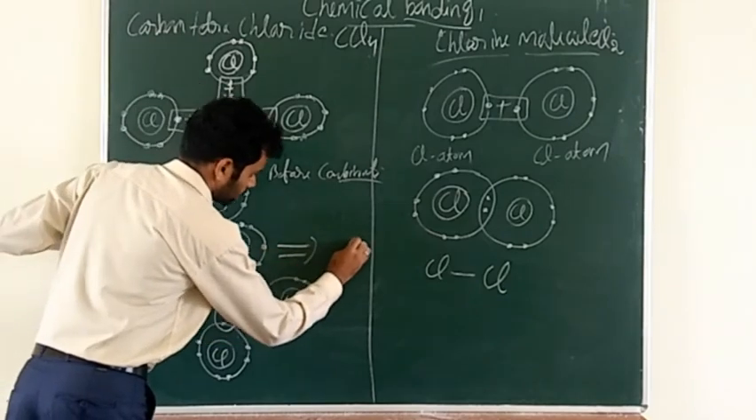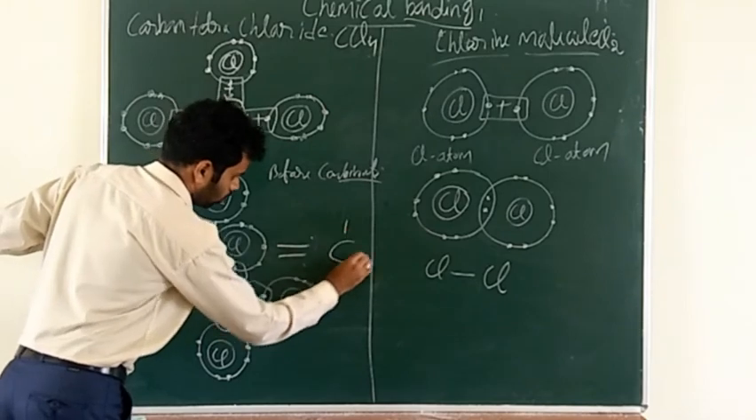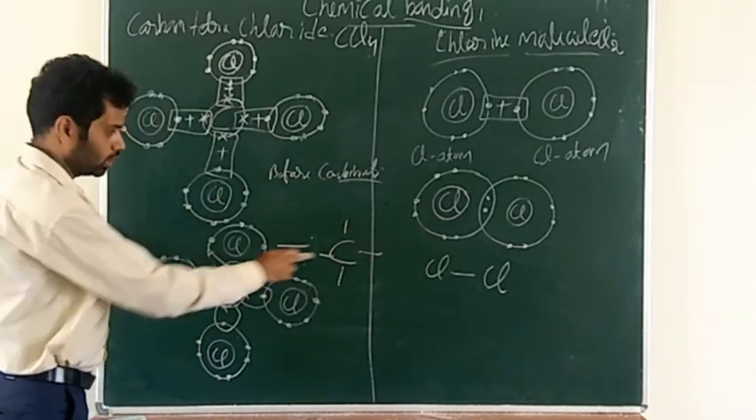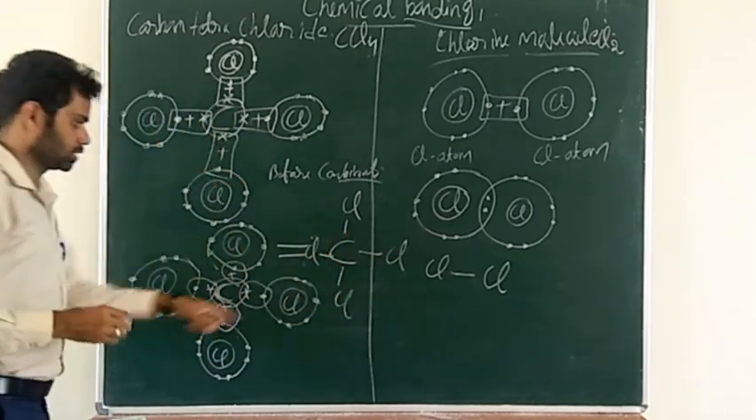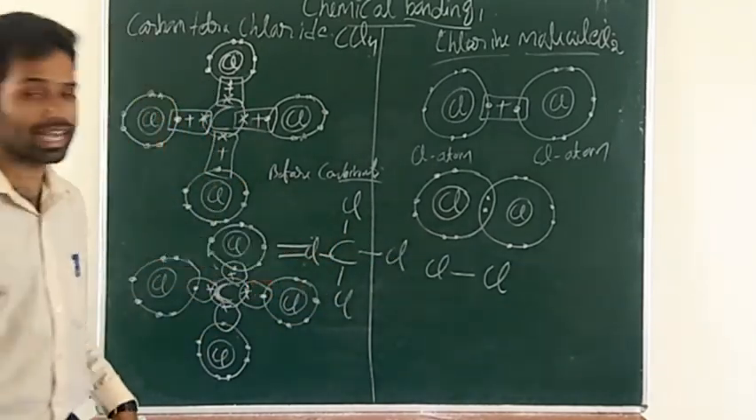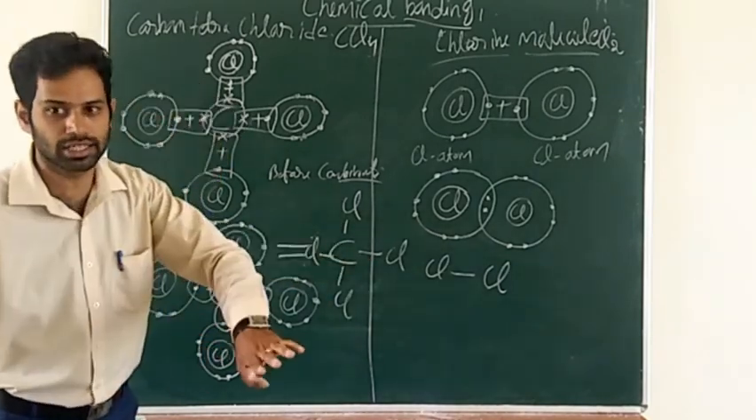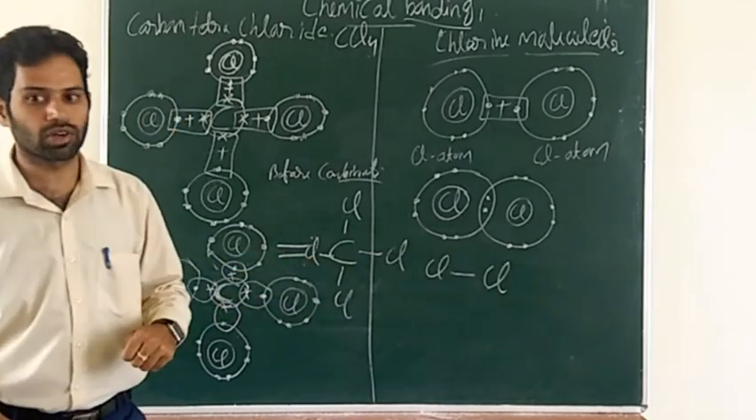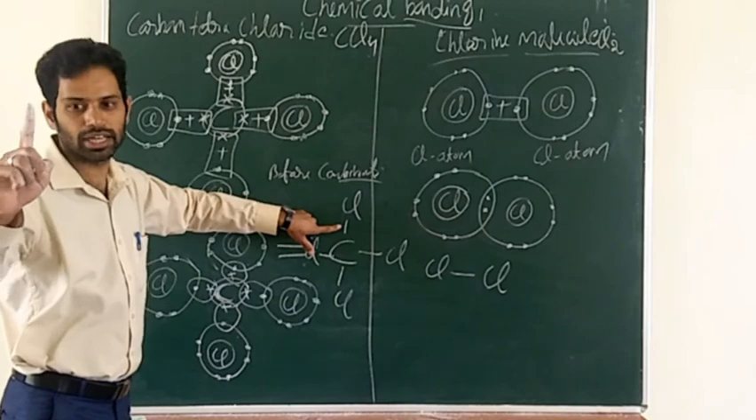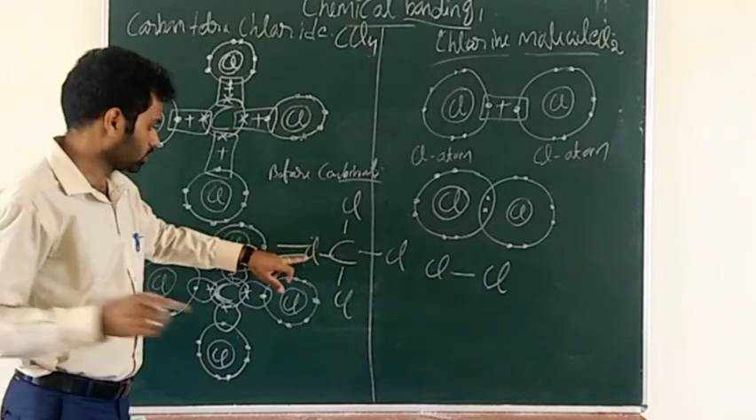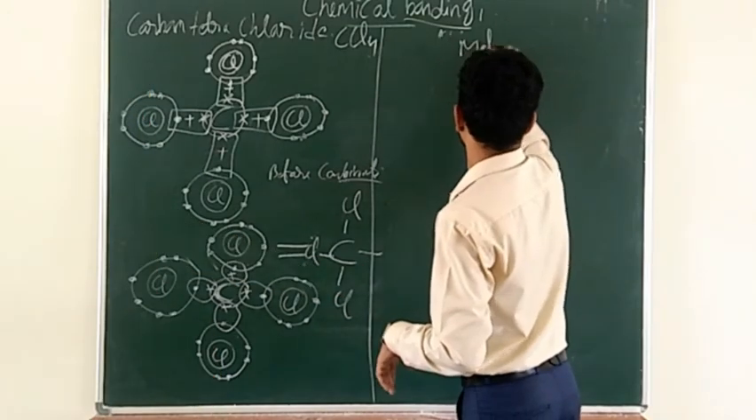This can be written as C in the middle with 4 single covalent bonds, and Cl, Cl, Cl, Cl. Now look at that. Is it satisfied or not? 1, 2, 3, 4. So carbon's valency is satisfied. And what is the valency of chlorine? 1. Chlorine has 1 bond, so valency 1. This chlorine valency 1, this chlorine valency 1.